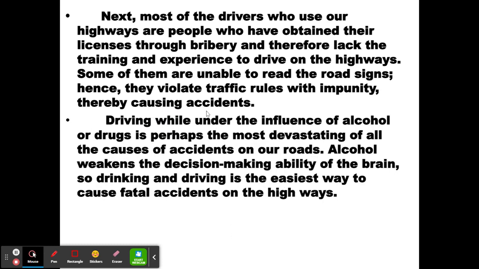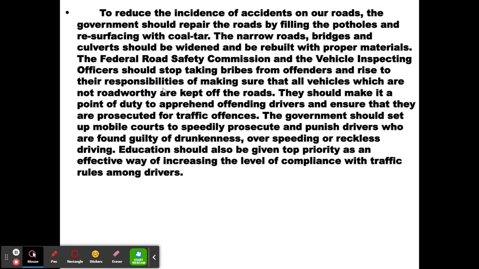The next point, driving while under the influence of alcohol or drugs is perhaps the most devastating of all the causes of accidents on our roads. Alcohol weakens the decision-making ability of the brain, so drinking and driving is the easiest way to cause fatal accidents on the highways. So let's move on to the next one. And here you are now going to profile solutions, make recommendations. Now, here is how this can be done.